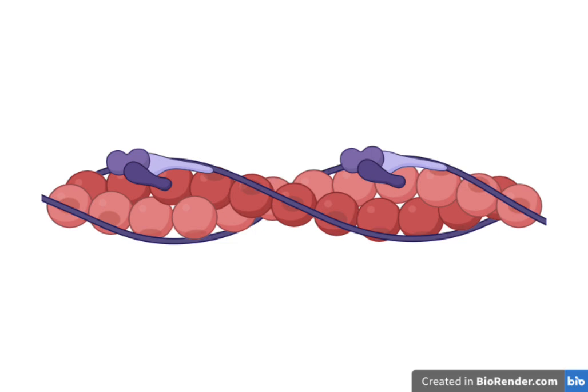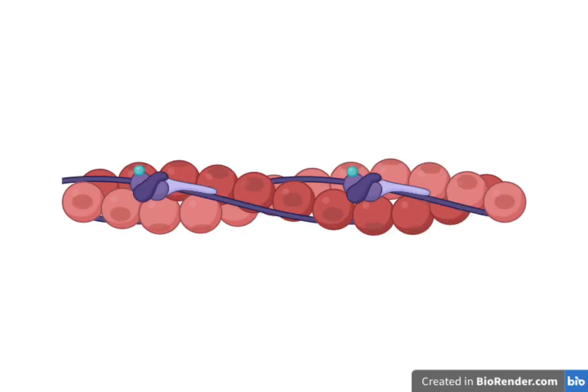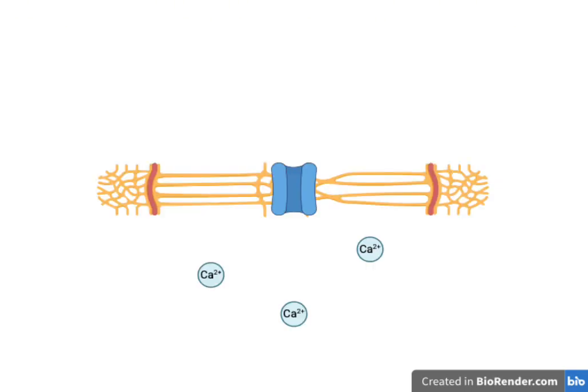The myosin heads undergo a conformational change, pulling the actin filaments towards the center of the sarcomere. This is called the power stroke. As a result, the sarcomere shortens and the muscle contracts. When the action potential stops, calcium is actively pumped back into the SR by calcium ATPase pumps. Tropomyosin recovers the myosin binding sites on actin, and the muscle relaxes.